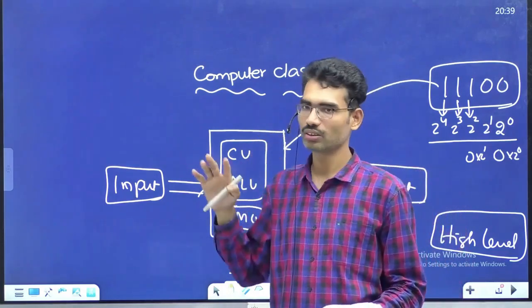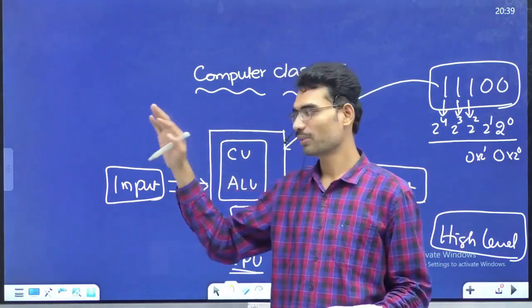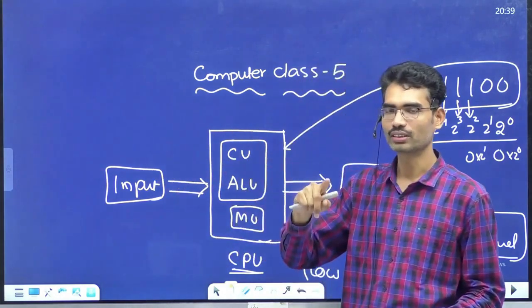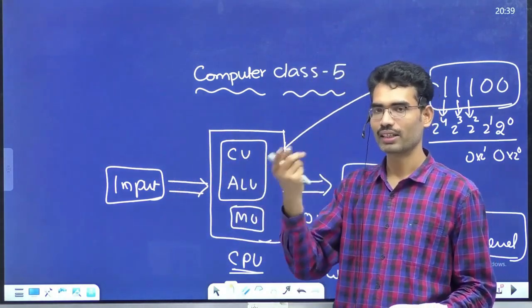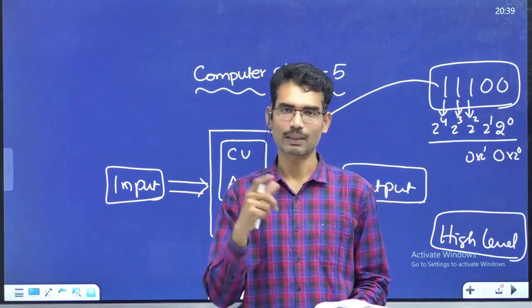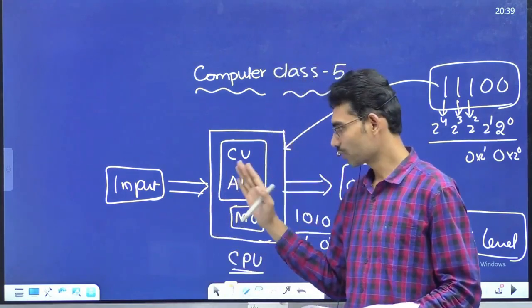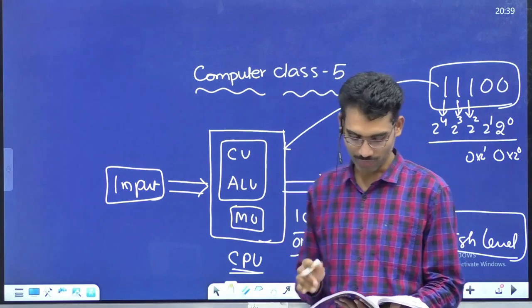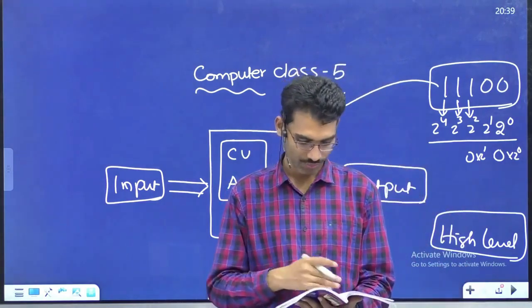Close to the computer is called low level. High level cannot be understood by the computer. You need translators, either interpreter, assembler, or compiler. They translate from high level to the low level, machine level language.